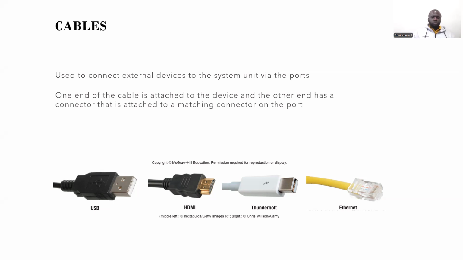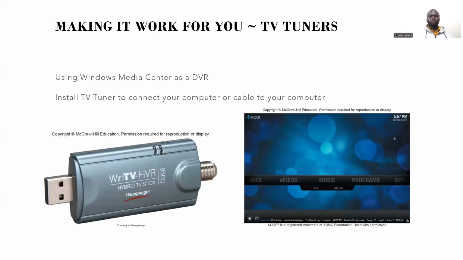Okay, you have your HDMI, you have your Thunderbolt, you have your Ethernet for internet. So these are different kinds of cables that can be slotted through a port on your CPU. Okay, making IT work for you.